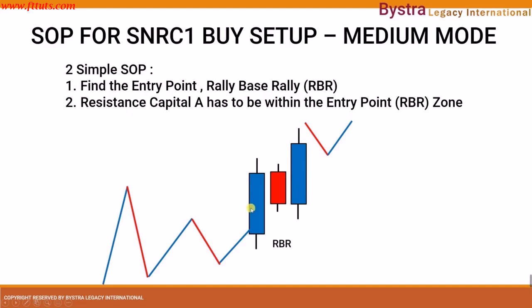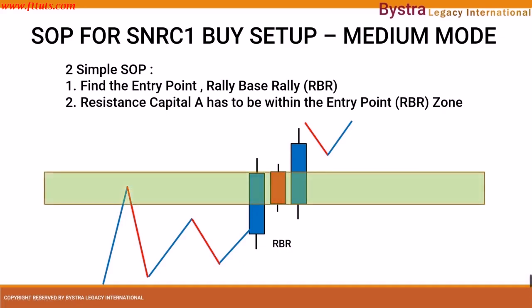As we can see, this is a rally base rally. At this base area, we can see there is a capital letter A. Now, first of all, what we should do is mark the zone of the entry point, in this case the rally base rally. Why do we want to mark the zone? So that we can know whether the capital letter A is inside the zone. In this case, we can see that this capital letter A is inside the zone.